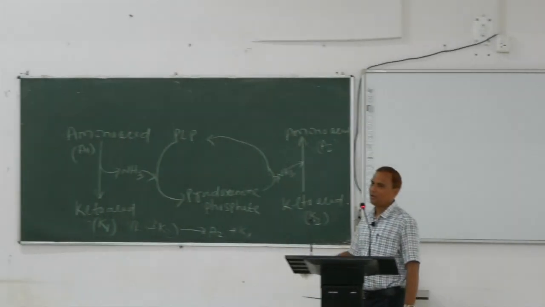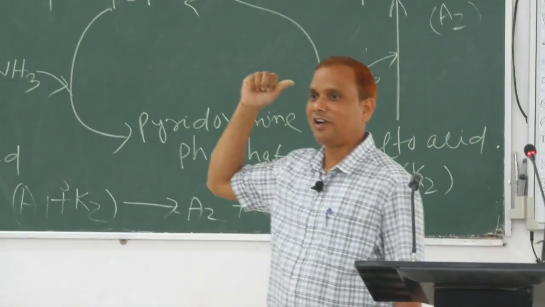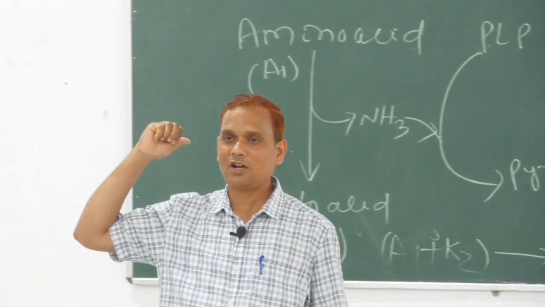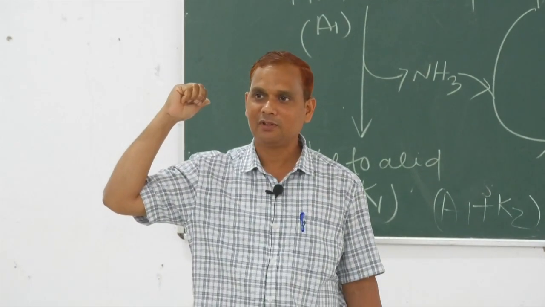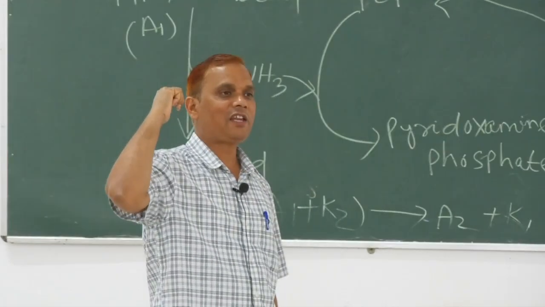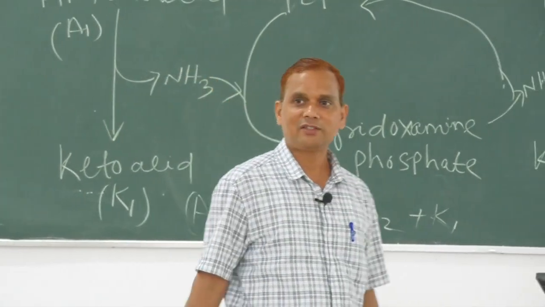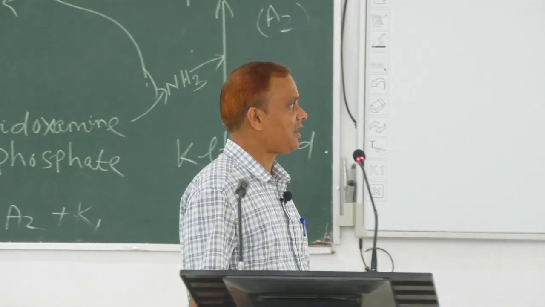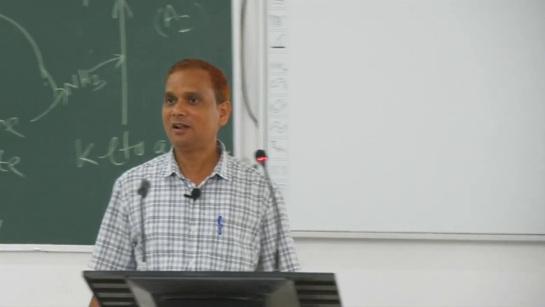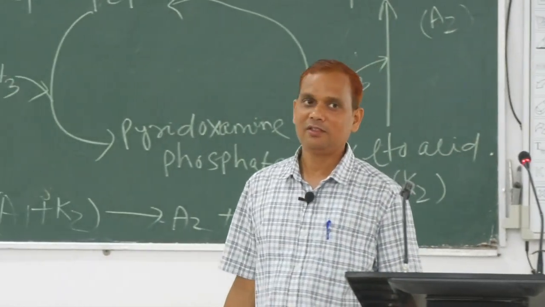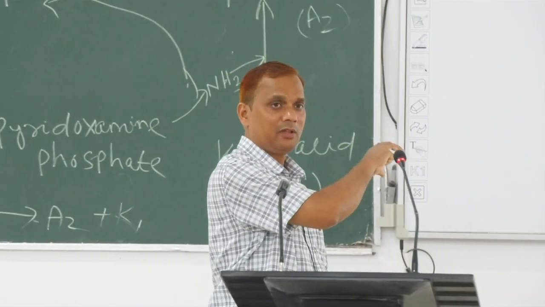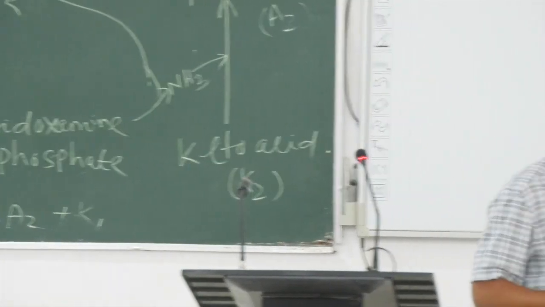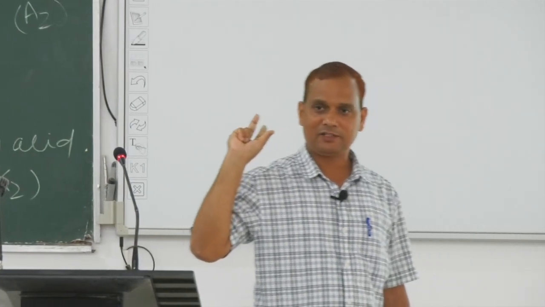Now ammonia is already present in the liver. Now we'll start the urea cycle. For the urea cycle, what is the source? The source is the ammonium ion and carbon dioxide. It is not complicated. Just listen carefully for 10 minutes.